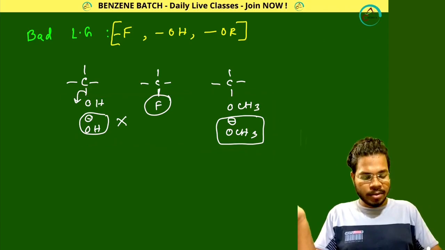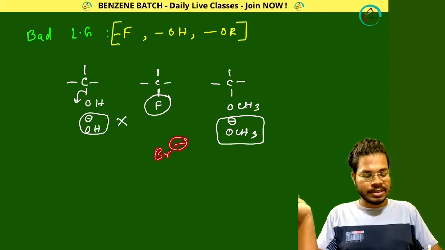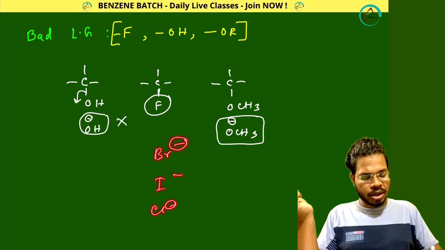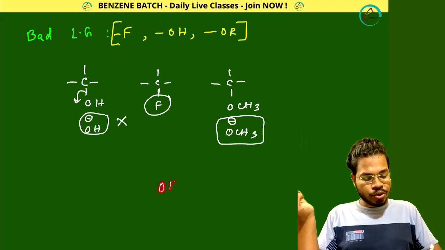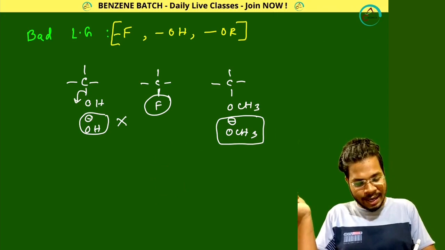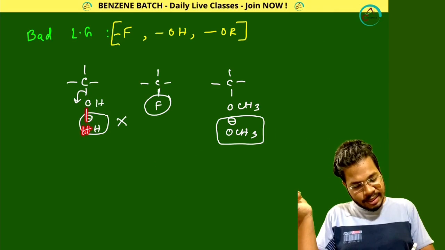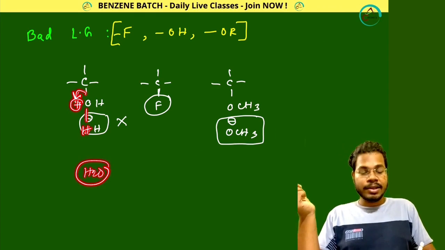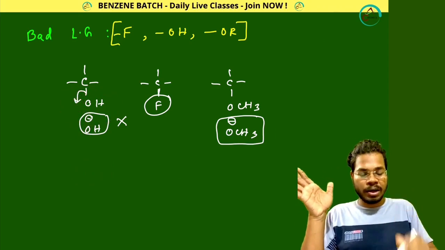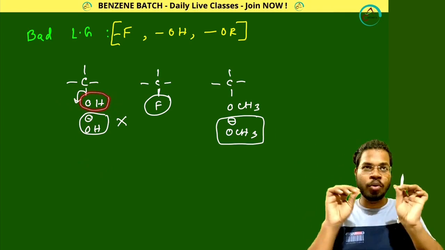Good leaving groups are what? Bromine, that can easily hold the negative charge. Iodine, sometimes chlorine is also a good leaving group. Even OH2 plus: if you are adding another hydrogen with this, then this OH will become OH2 plus. Once you are releasing this OH2 plus, you are getting a water molecule, that is very stable. So OH2 plus is a very good leaving group, but normal OH is not a very good leaving group.